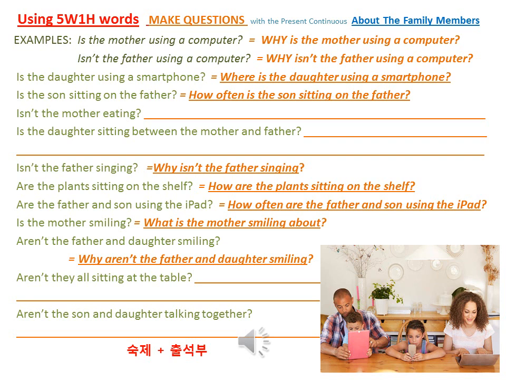Are the plants sitting on the shelf? How are the plants sitting on the shelf? It's just a small shelf. I don't know. How often are the father and son using an iPad? Oh, the iPad, because there's two people. There's two people using one thing. But the daughter, there's one person using one thing. Okay. That's why.